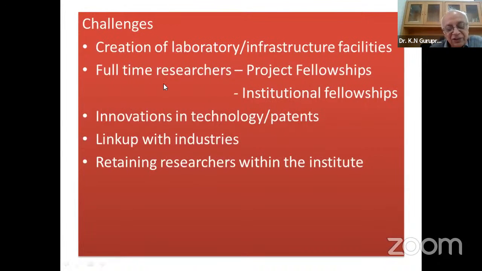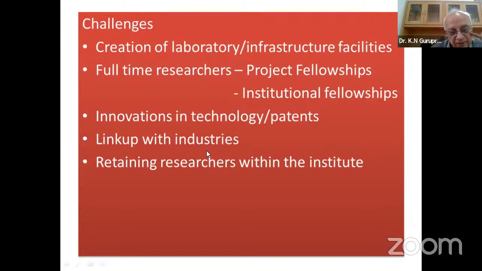So these are the challenges for developing the research projects, challenges in general. That is creation of laboratory and infrastructure facilities, which needs external funding. Then to find the full-time researchers, so you need to have these externally funded projects to give them fellowships, or you also have to get the institutional fellowships introduced by your respective institute to support research. Then to do innovations in technology and develop patents. Now, some of the funding agencies are giving incubation centers, particularly in engineering and science, and that can help in developing the technology and also developing patents with innovation.